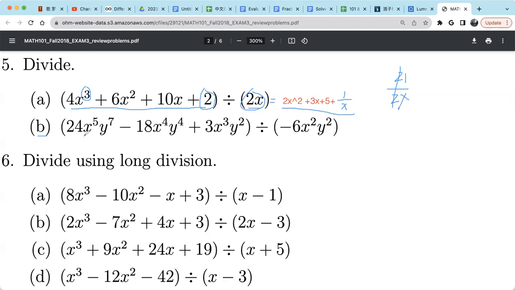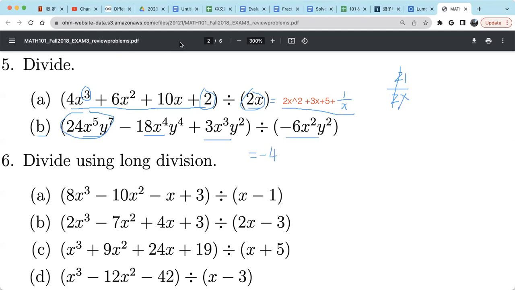B is similar. We have 3 terms here, 1, 2, 3 as a dividend. And the divisor is a monomial, just 1 term. Right, so we do that. Each one we divide by -6x squared y squared. So let's look at the first one. 24 divided by -6, positive divided by negative, we get negative. We always deal with the sign first. 24 divided by 6, that's 4.